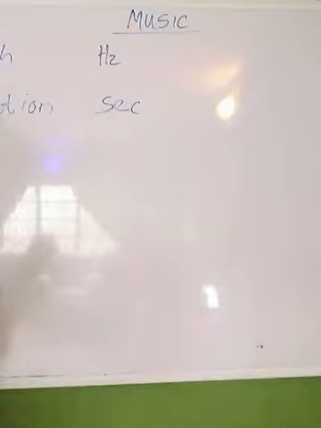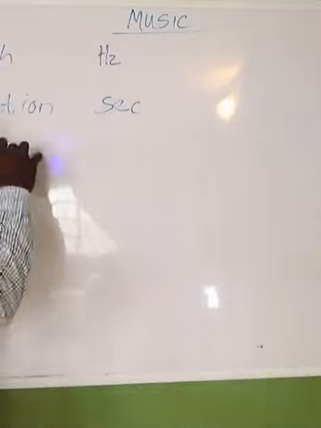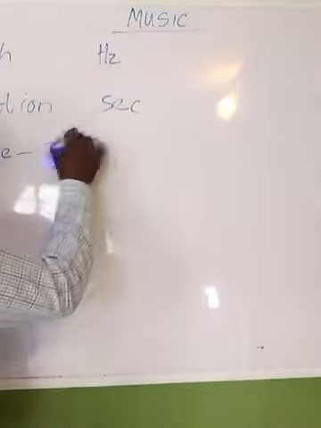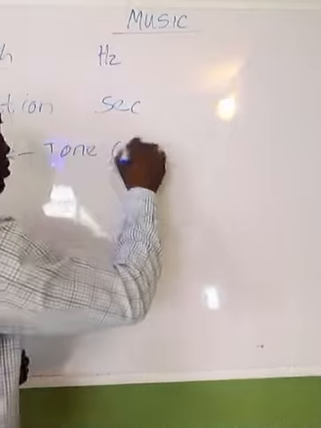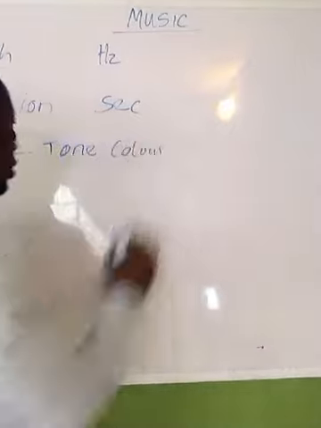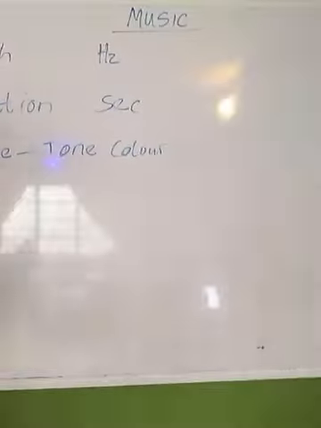Okay, so good. The next one, which is the third main property of sound, is called the timbre. Another word for it is tone color. The tone color of the sound tells you about the texture of the sound. How does it sound?